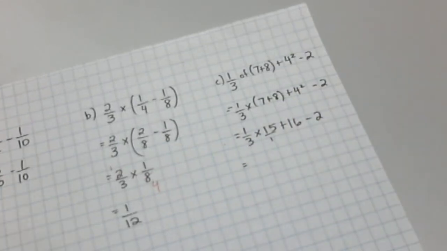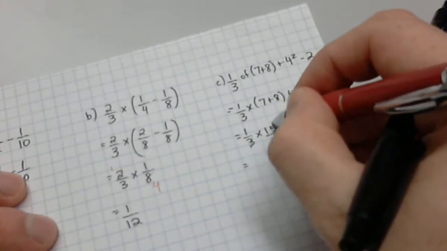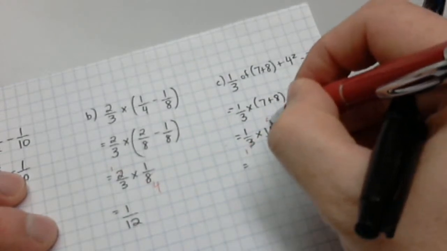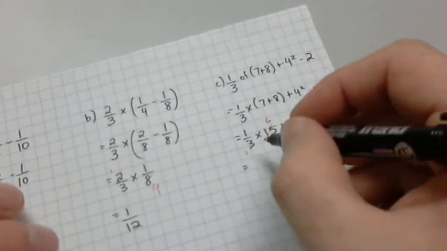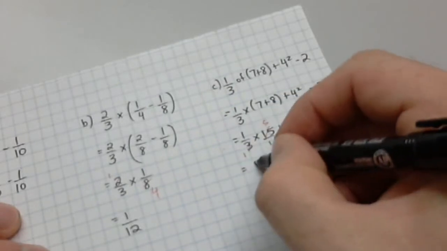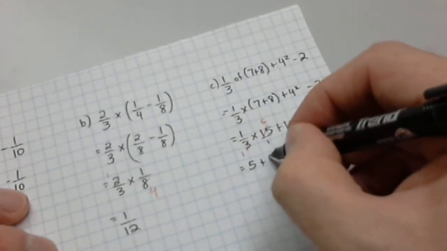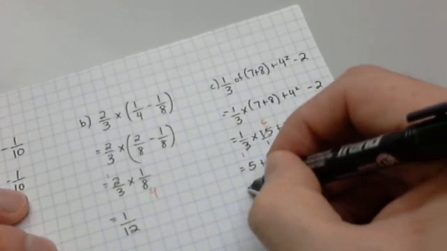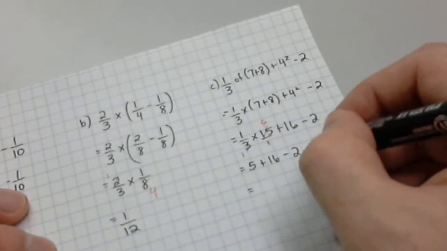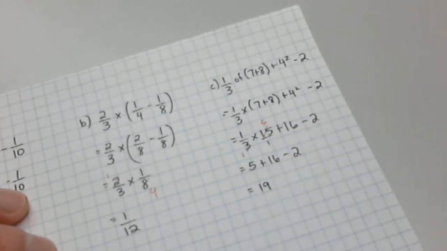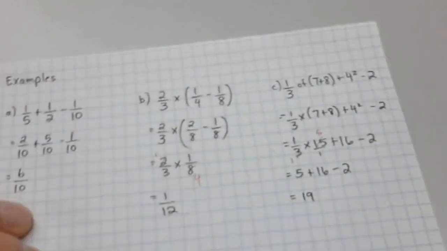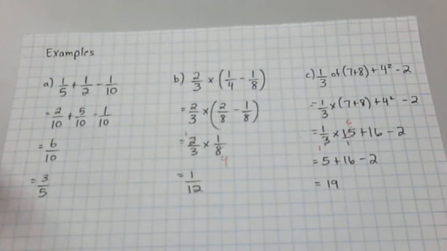I can do some cross-canceling with my multiplication here. That becomes a 1, and that becomes a 5. So 1 over 1 times 5 over 1 just becomes 5, which is simplified down. Then it's plus 16 minus 2. So that's 5 plus 16 is 21, minus 2 equals 19. And so there are a couple of problems to help you understand order of operations using fractions.